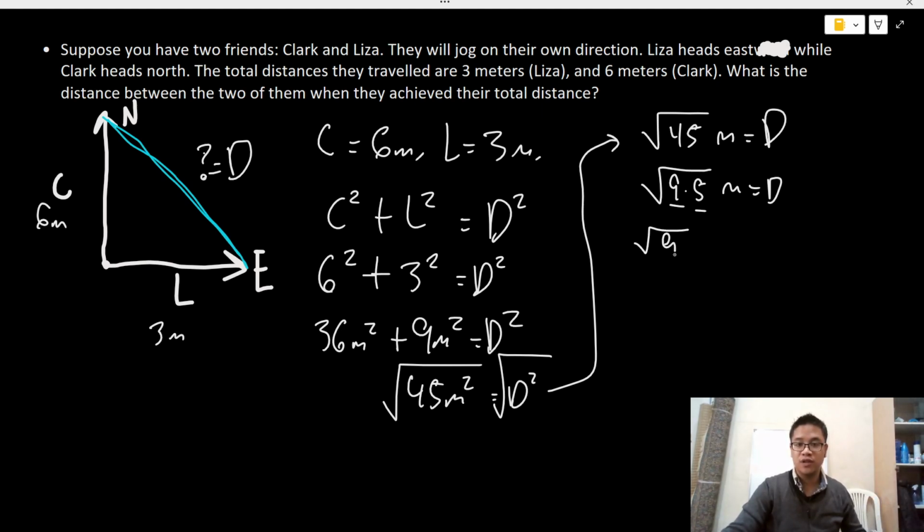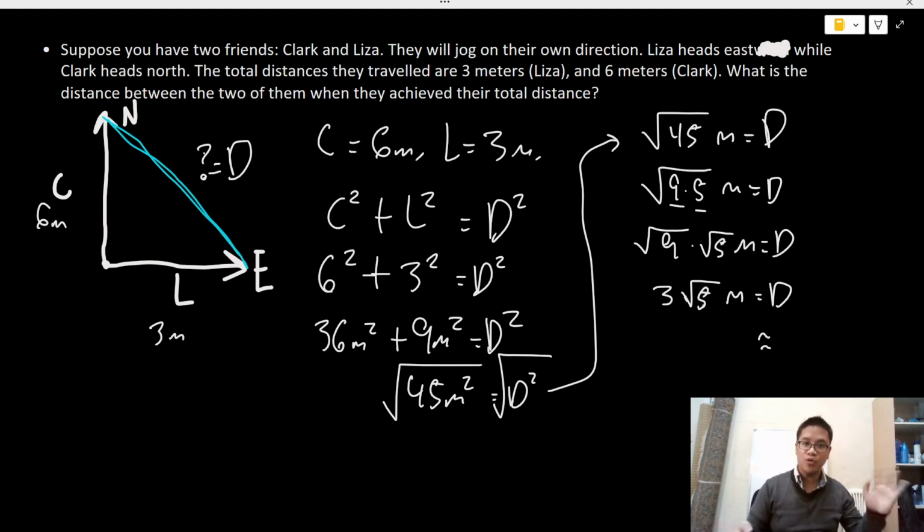Hence, we have the square root of 9 times the square root of 5 meters is equal to D. The square root of 9 is 3, so you have 3 times the square root of 5 meters. Or we can approximate this so that we know its value, at least by estimate. Let's approximate that answer to two decimal places.